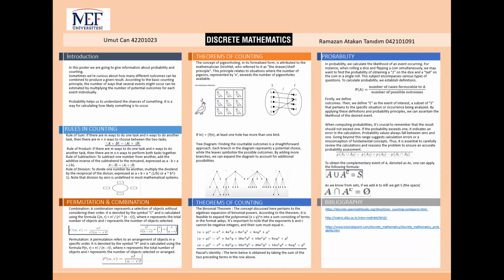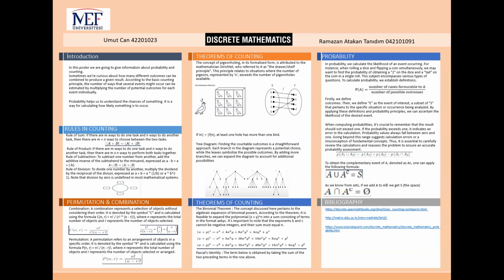Moving on, we have the rule of product. This rule tells us that if there are n ways to perform one task and m ways to accomplish another task, then there are n multiplied by m ways to execute both tasks together. This rule allows us to determine the total number of outcomes when combining different possibilities.